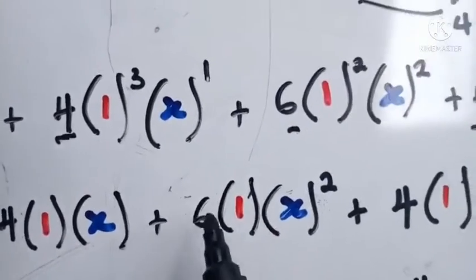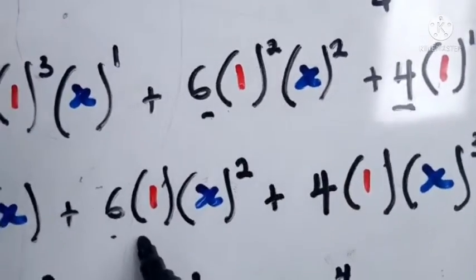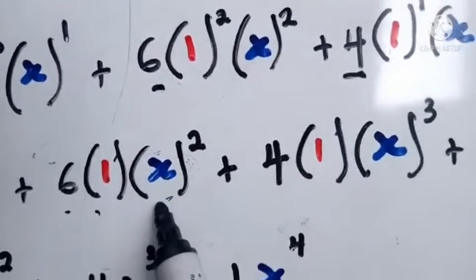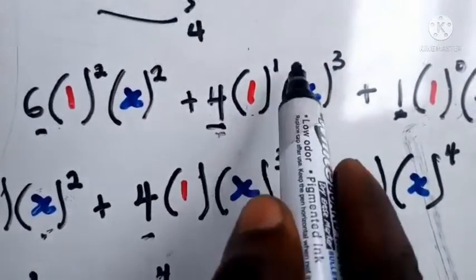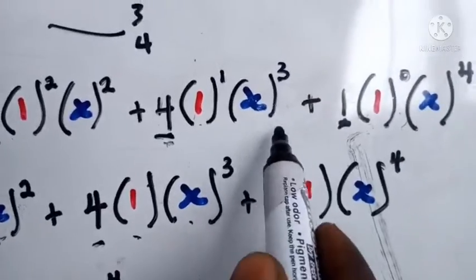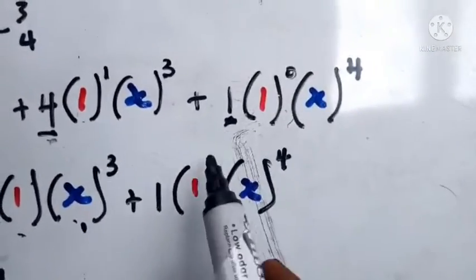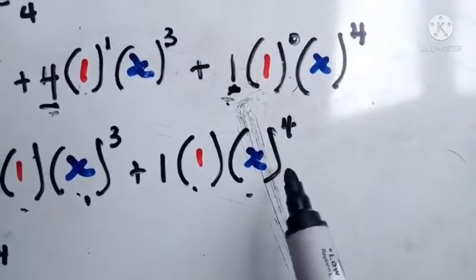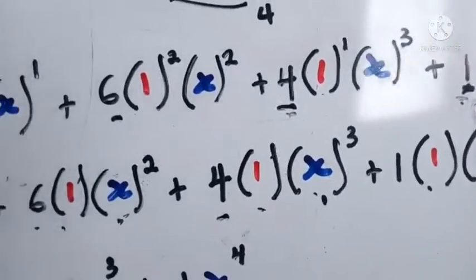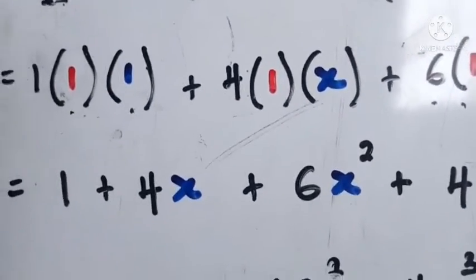So when you go to this line, you are going to have your 6. 1 squared will give me just 1, and the x squared is exactly what you are having here. So here we are having our 4, and then 1 exponent 1, which is 1, and then x exponent 3, right? The same applies to the latter part. Here we are having 1, so 1 raised to the power 0 is still 1, and then x exponent 4. So just do everything step by step. Don't be in a hurry. No one is chasing you. Okay, now let's move on.